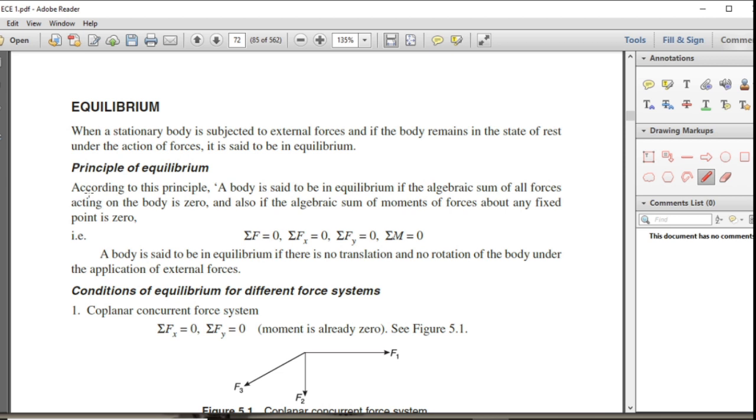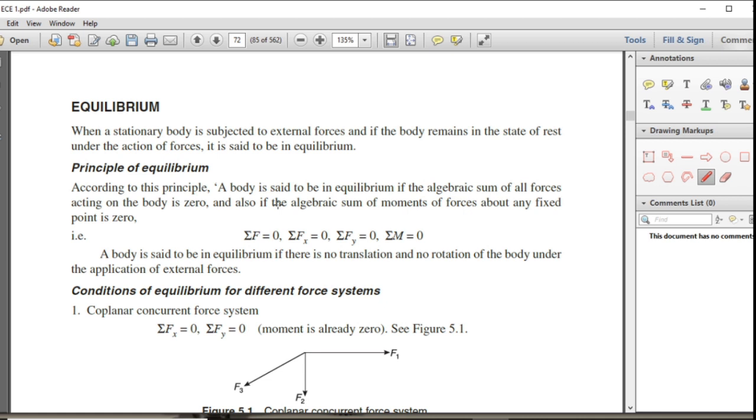What is the principle of equilibrium? According to this principle, a body is said to be in equilibrium if the algebraic sum of all the forces acting on the body is 0, and also if the algebraic sum of the moment of forces about any fixed point is 0. Okay, are you understanding? A body is said to be in equilibrium means what? When the algebraic sum of all the forces acting on that body is 0, the forces get nullified and the body remains in the state of rest. And that is the case when a body is in equilibrium.